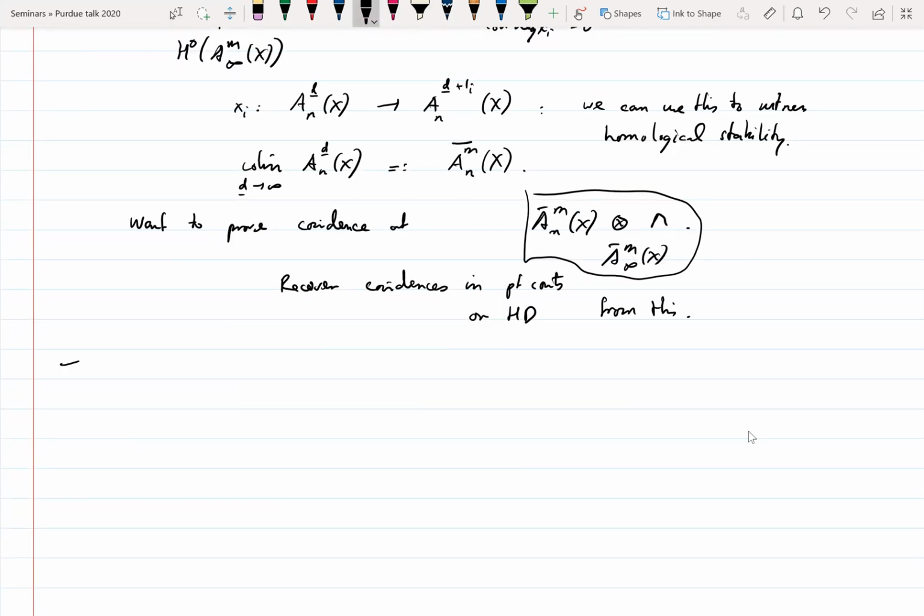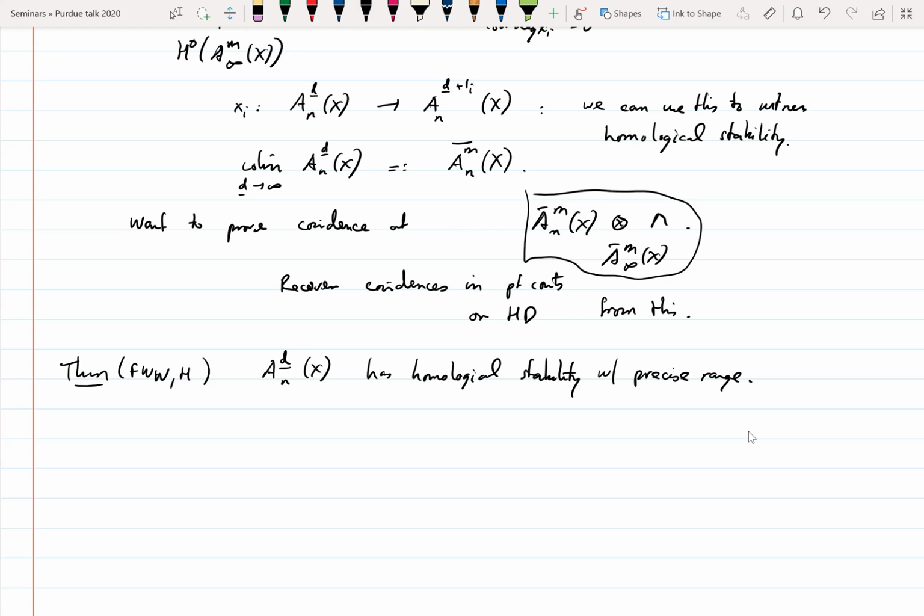So here are the theorems. Obviously, some form of it is also proved by Farb, Wolfson, and Wood, and then for the non-smooth case, the following. You have A, D, and X with those maps Xi has homological stability, with a precise range. I wouldn't say what the range is. And I also want to say that you can actually generalize this a bit. You can replace n by an n-tuple and define an appropriate one. Then the theorem is also satisfied.